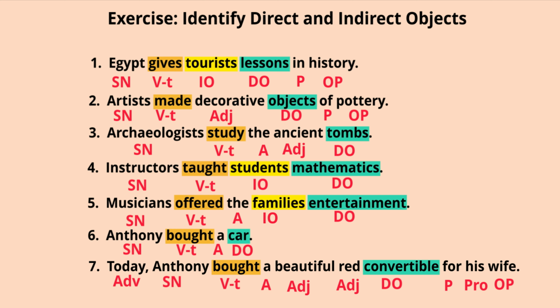Let's ask this question. Anthony bought what? Convertible. So convertible would be the direct object. And as we have a direct object, bought became the transitive verb. The last one is for his wife. So this is the prepositional phrase. For is the preposition, his is the pronoun, and wife would be the object of the preposition.